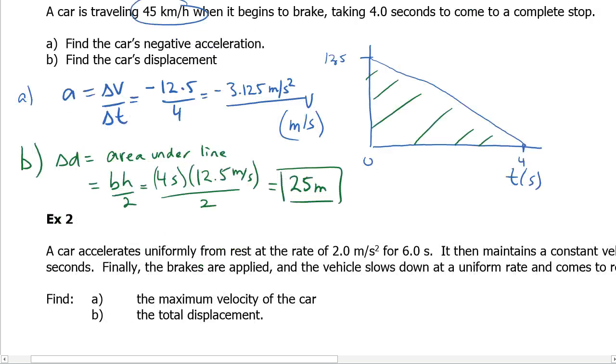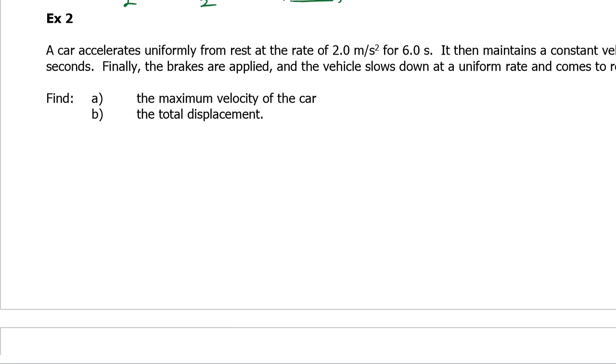Okay, let's try example number 2. A car accelerates uniformly from rest. So if it's going uniformly, that means it's going to be a constant acceleration.